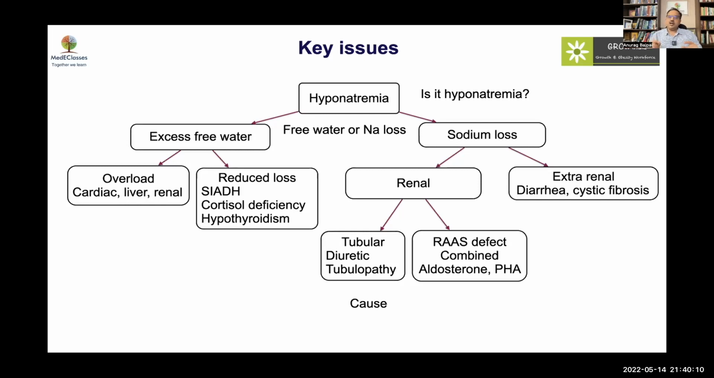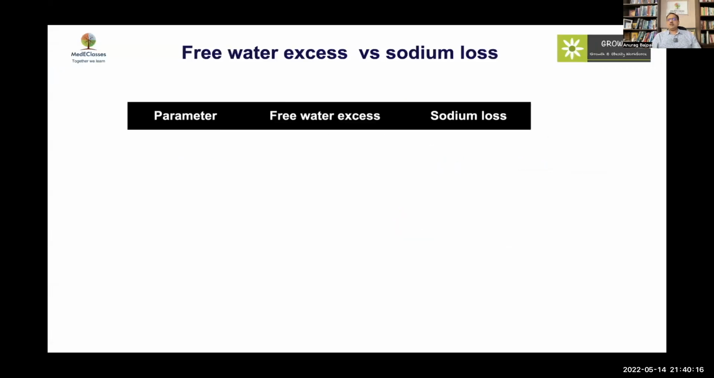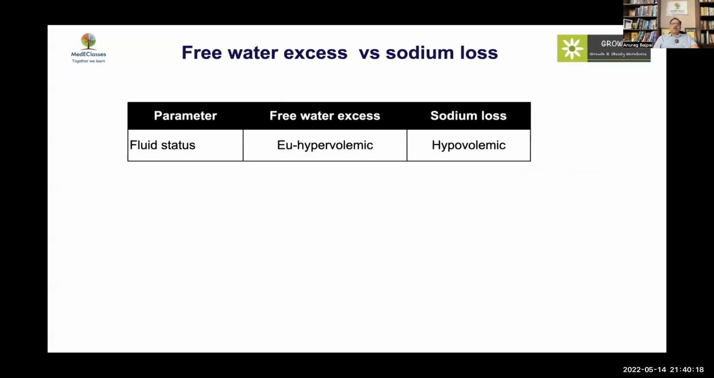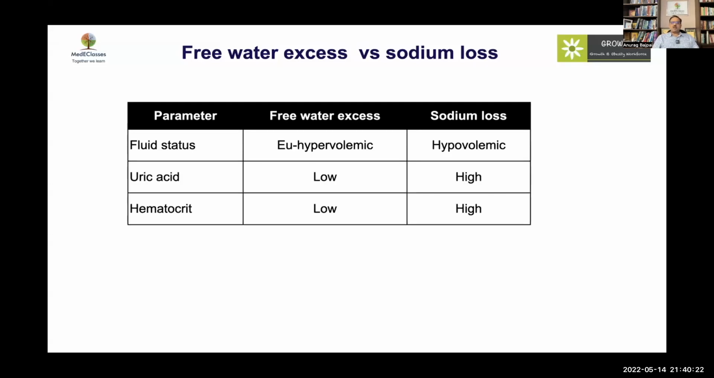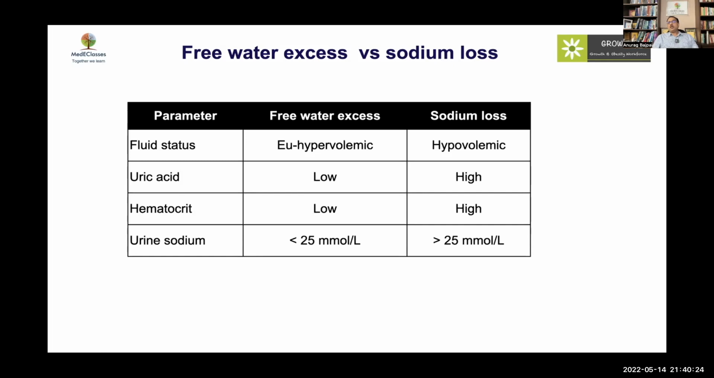So what really distinguishes the two? The most important parameter is really the volume status in that perspective. So as we discussed, if you have hypervolemia, if you have low uric acid, your hematocrit is low, urinary sodium is low, you're dealing with a free water excess scenario, third space loss. If you are hypovolemic with high uric acid, high hematocrit, and a lot of urine sodium, you are dealing with a sodium loss in that scenario.